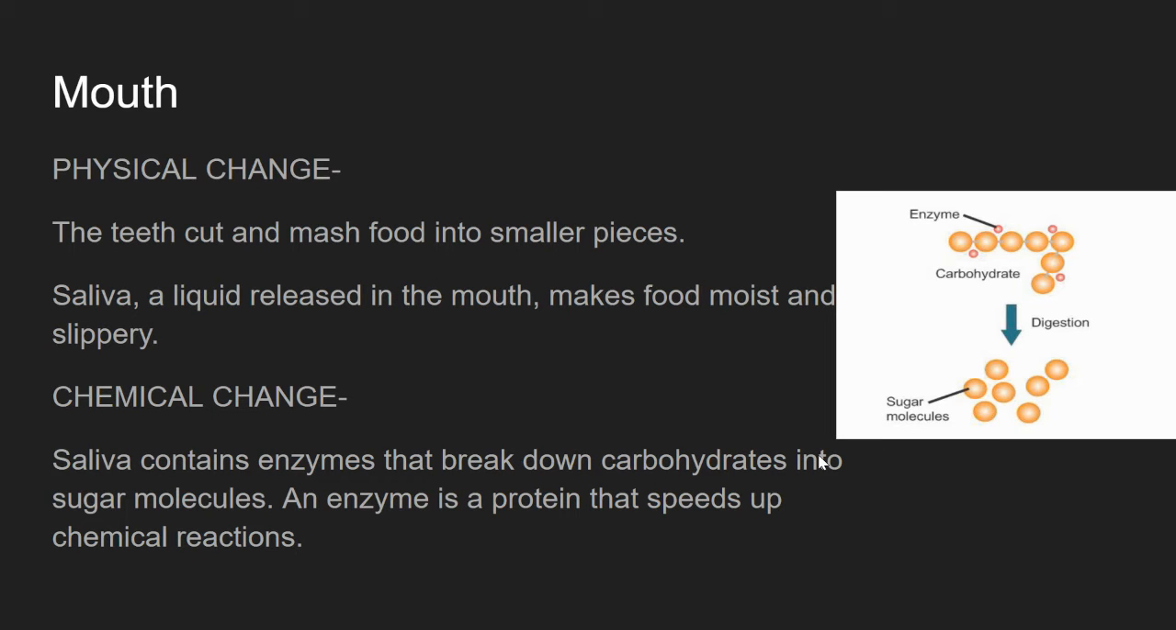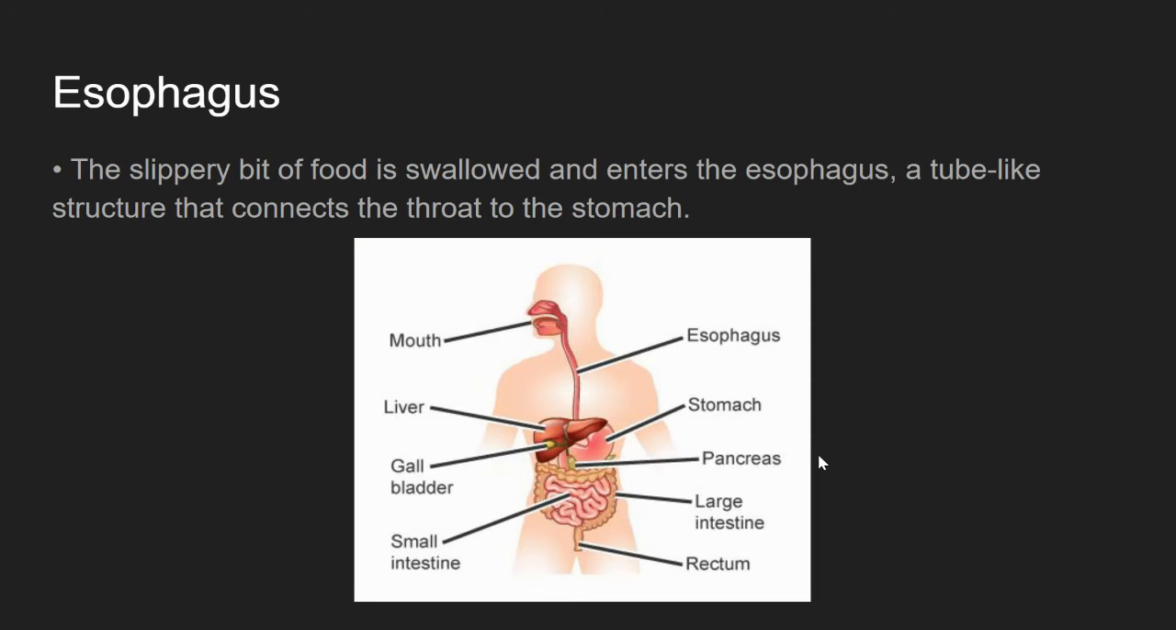rectum. For physical changes, the teeth cut and mash food into smaller pieces, and saliva is released in the mouth that makes food moist and easier to swallow. Now, saliva also contains enzymes that break down carbohydrates into sugar molecules, and an enzyme is essentially just a protein that speeds up chemical reactions.